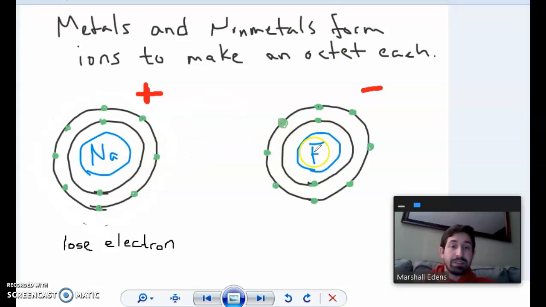What do both of these elements now look like in terms of their electrons? They look like the element neon. Neon is element number 10. It has 10 electrons and it has a full outermost shell in its second shell. So this is how each of these elements play the game of ionic bonds. This is why ionic bonds allow atoms to make an octet and follow the octet rule.